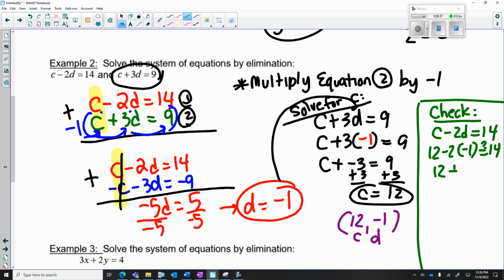I'm going to get 12 plus 2, which is 14. And I'm good to go. So there you go. There's equation number 2.